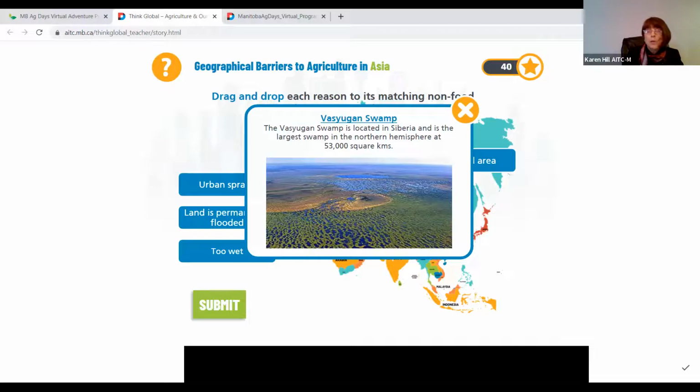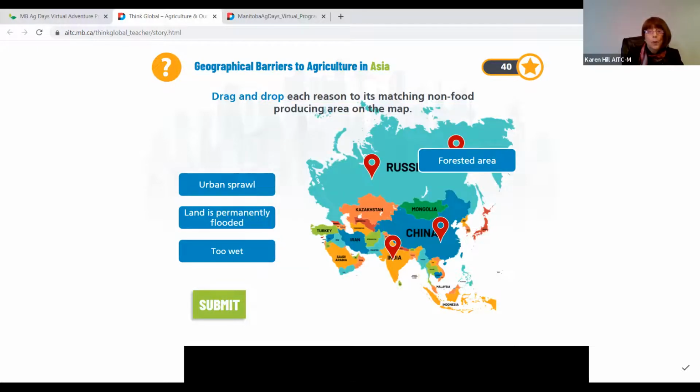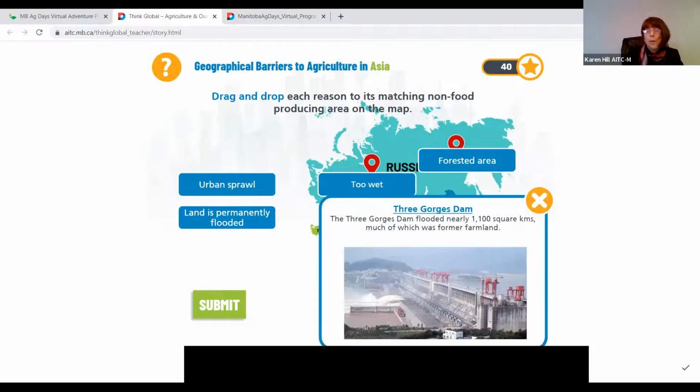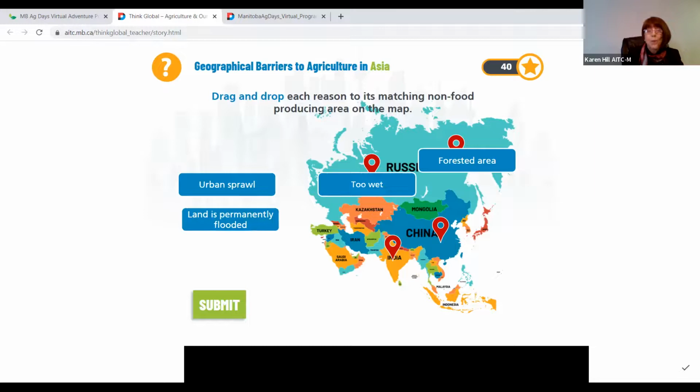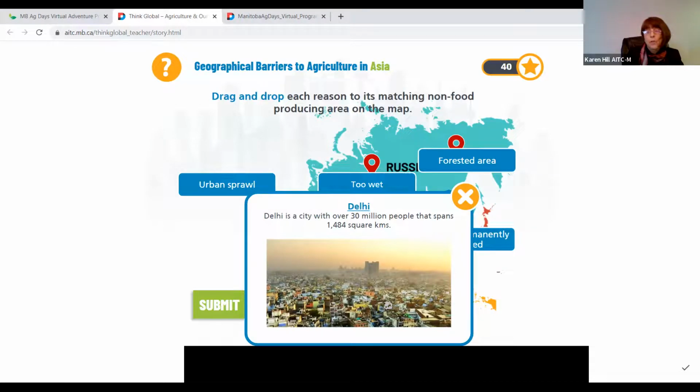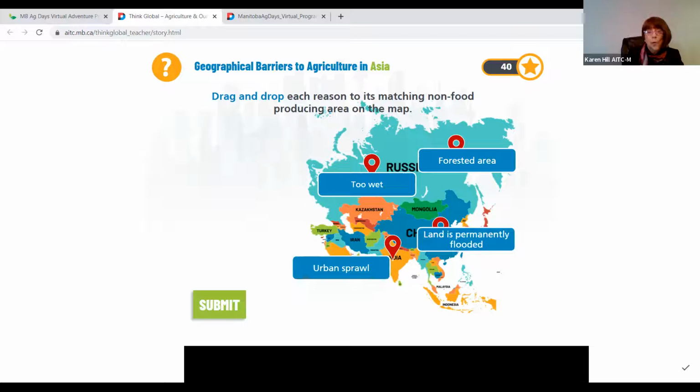We also have the Bazugan swamp. It covers 53,000 square kilometers. This one is far too wet. Here we have the Three Gorges Dam, covers 1,100 square kilometers. It's flooded former farmland, so now it no longer is used as farmland. And finally, we have the city of Delhi, which covers almost 1,500 square kilometers. And so urban sprawl is taking up the land and it can't be used for farming.